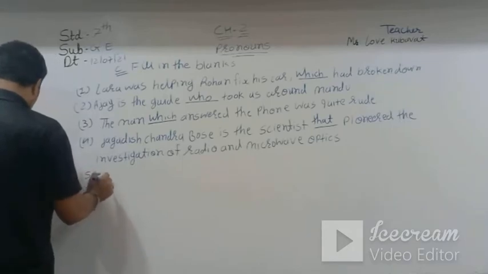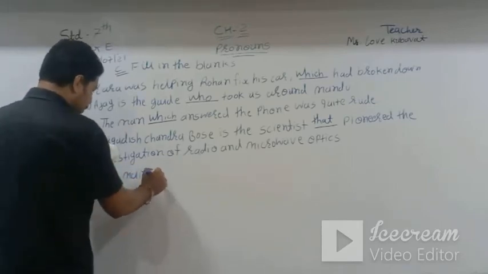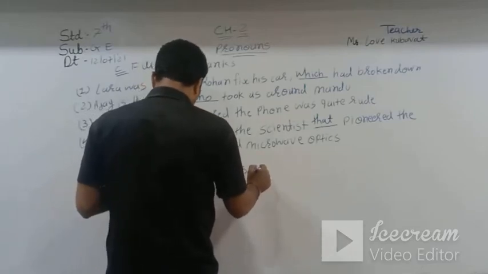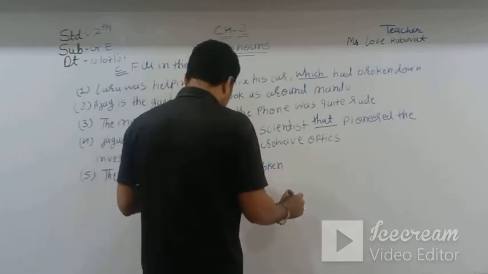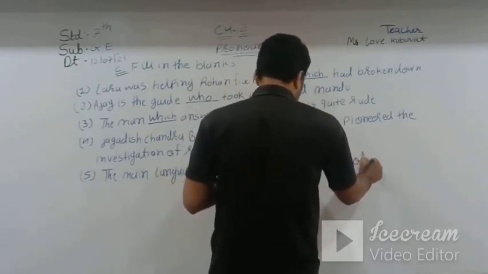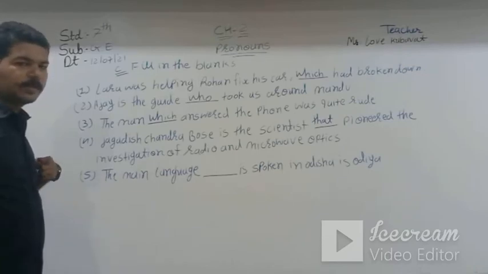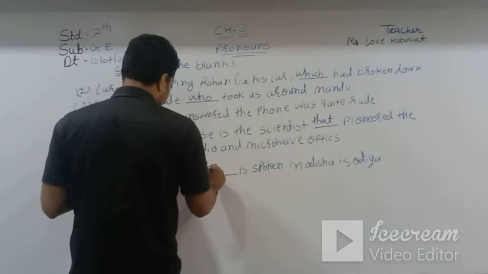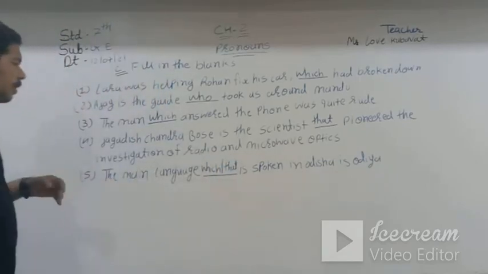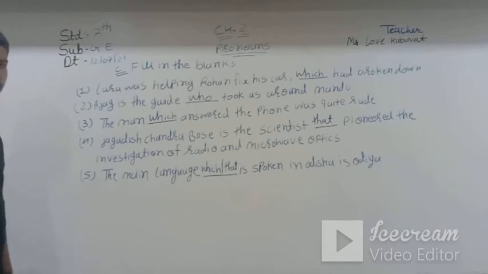Fifth blank: the main language blank is spoken in Odisha is Odia. Here both answers are available. First one, which language is spoken, and then the conjunction that. The main language which or that is spoken in Odisha is Odia.